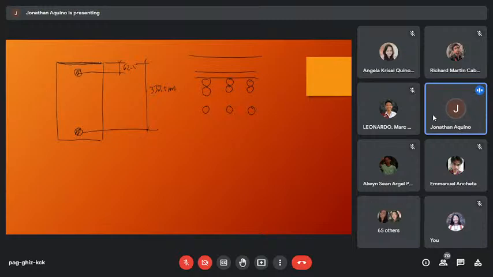Okay? So kunin natin ngayon yung centroid ng compression reinforcement. So ito, concrete cover is 40. Itong stirrups natin is 10. So how do we get the centroid of this bar?